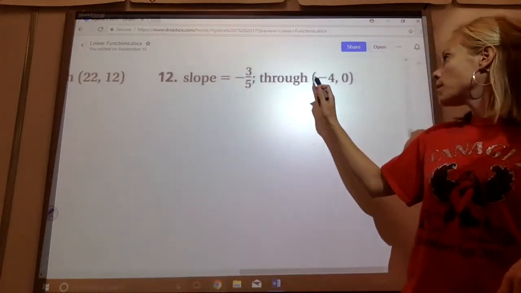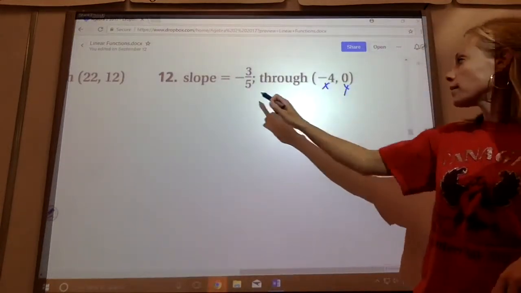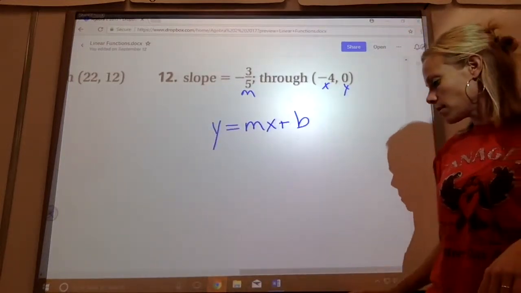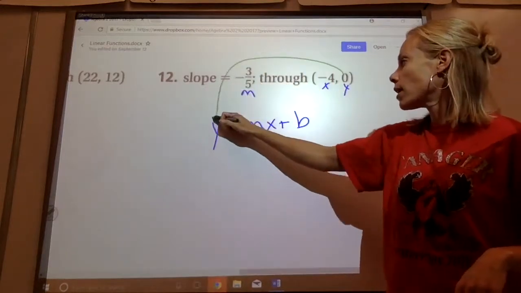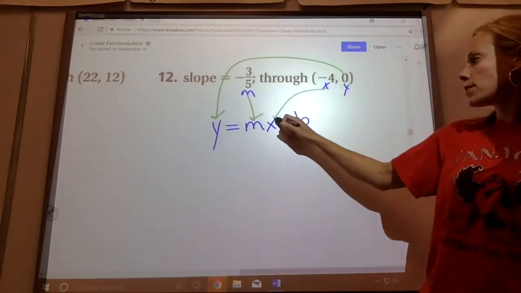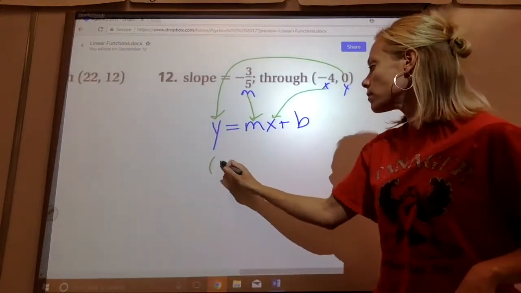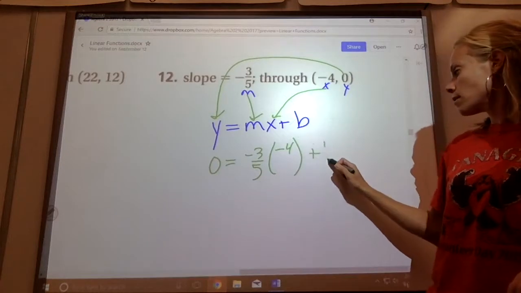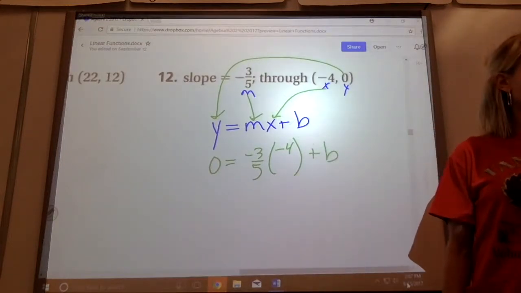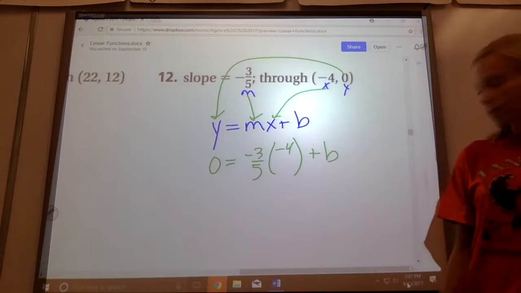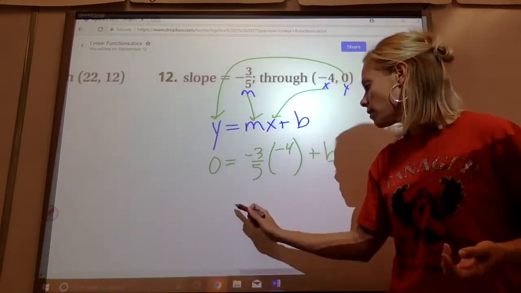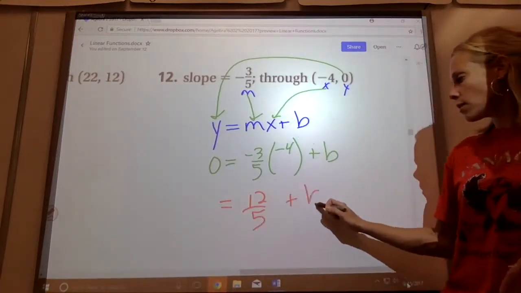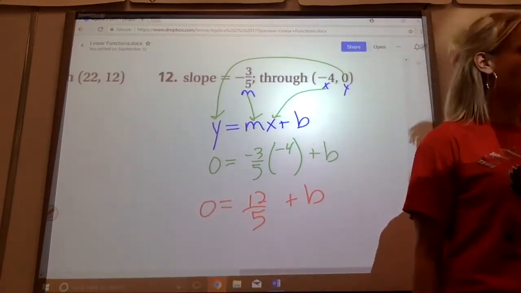So again, slope, here's my x, here's my y, there's my m. So y equals mx plus b. Put the y in for the y, m in for the m, x in for the x. 0 equals -3/5 times -4 plus b. And again, this might be where you want to use the graphing calculator. If you can go ahead and do that in your head, that would be great, and just get 12/5. If you remember from your 5th grade year how to do that.